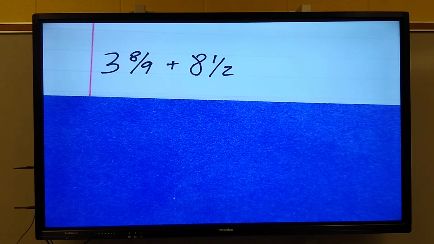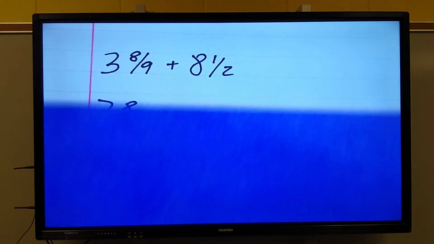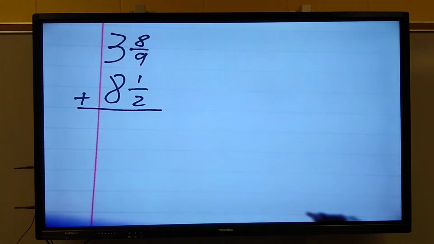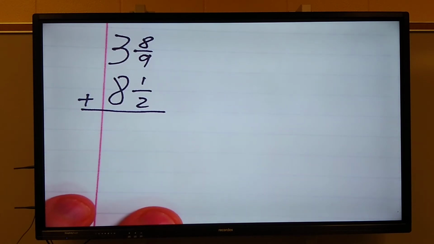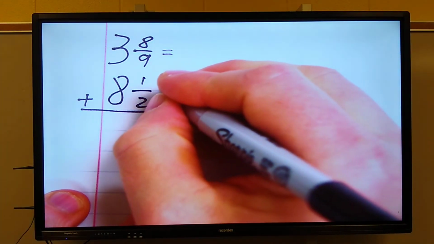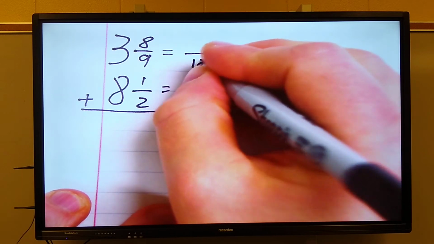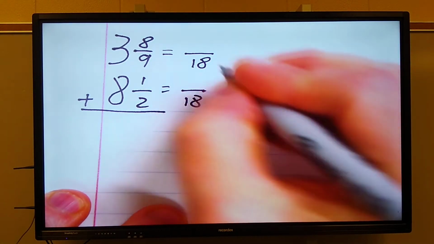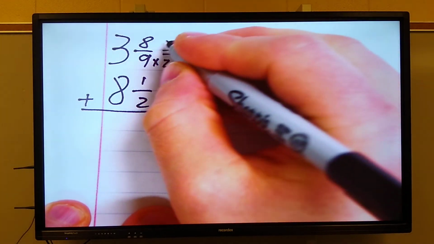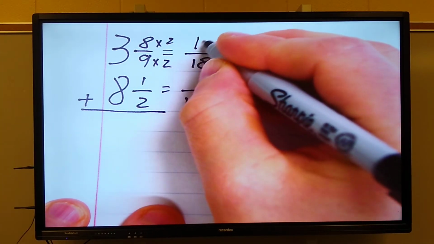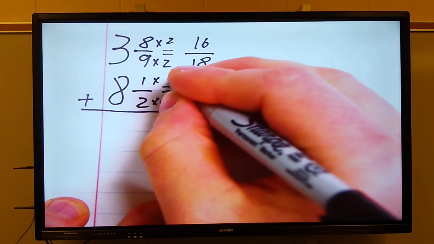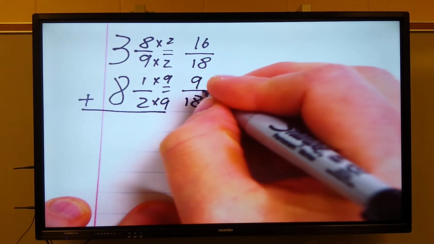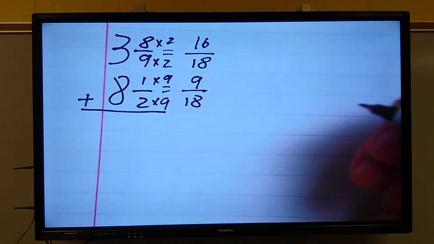All right, let's see how good you did. All right. The least common denominator ended up being 18. 9 times 2 is 18. 8 times 2 is 16. 2 times 9 is 18. 1 times 9 is 9. So there you go. All right.